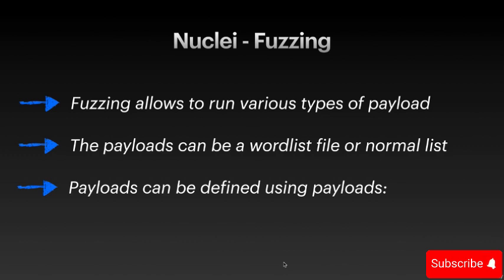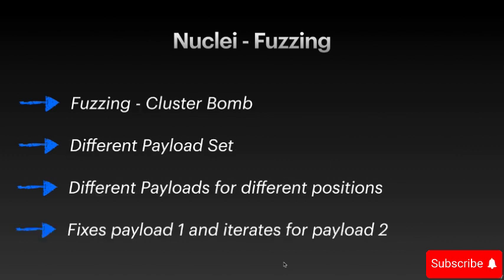In this specific lesson, we are going to understand how you can run various types of payload using Nuclei. We will be using the payload from a word list file, or we can also use a normal list file. Payloads can be defined in the Nuclei templates with the help of payloads. So the first fuzzing technique that we are going to see is cluster bomb.